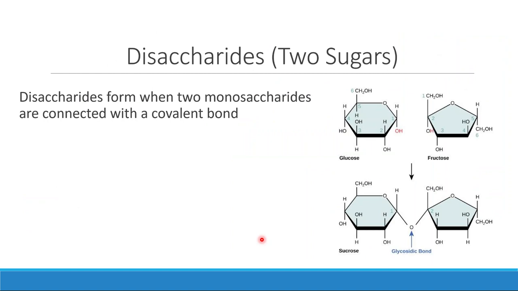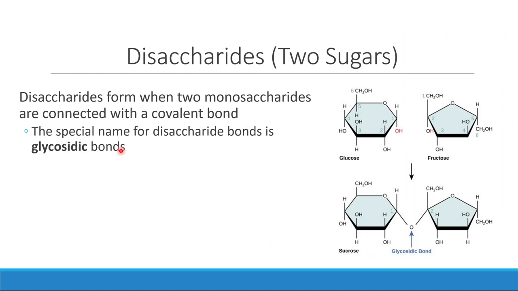When I combine together some of my monosaccharides, I can build disaccharides. Disaccharides are connected to one another using covalent bonds, and I actually have a special name for the type of covalent bond that I make in disaccharides. That kind of bond is called a glycosidic bond.